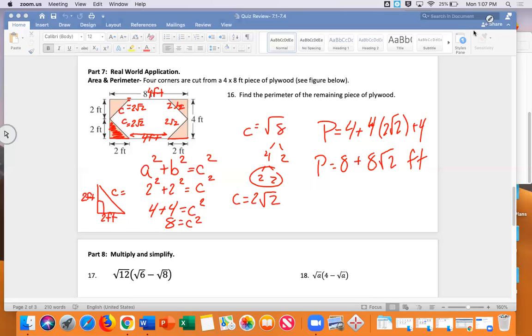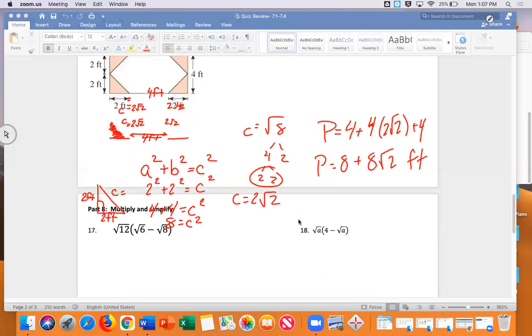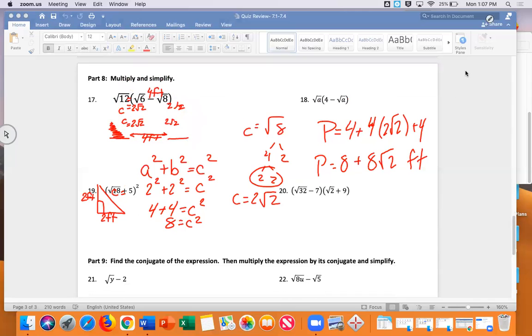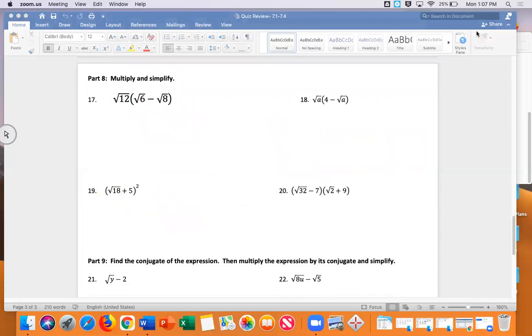All right, Jagger. For these guys, nothing too fancy. We're just going to distribute that 12 throughout. So root 12 times root 6 is root 72. Easy enough, Jagger? Root 12 times root 8 is what? And then we just want to break these down. I'll give you a second to break them down.